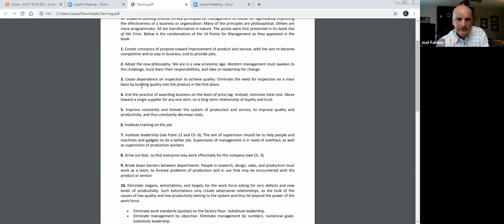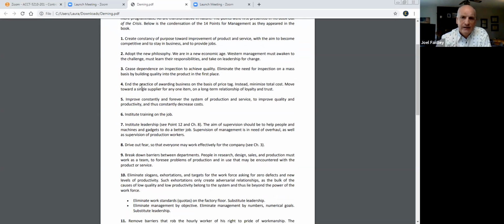A lot of this sounds kind of vague, but think about it. Create constancy of purpose toward improvement. You need to have a unified effort in your company to move forward, or in your country as well, but just talking about for a company. Adopting a new philosophy. You're in a new economic age, and this was written years ago. Every day is a new economic age. We're in that right now.